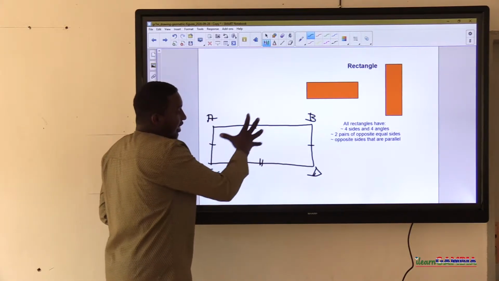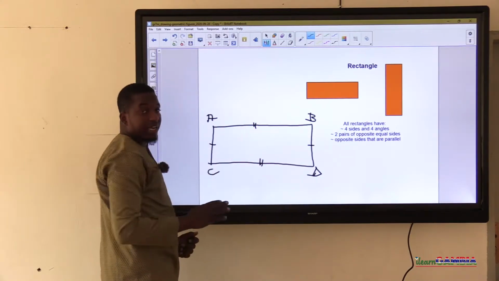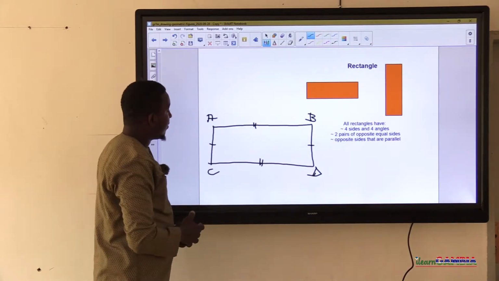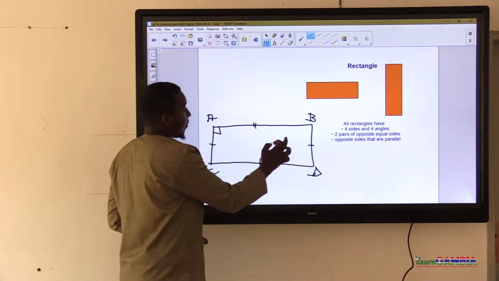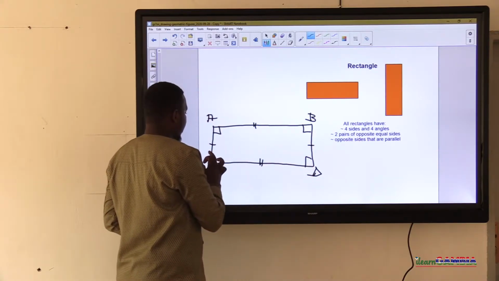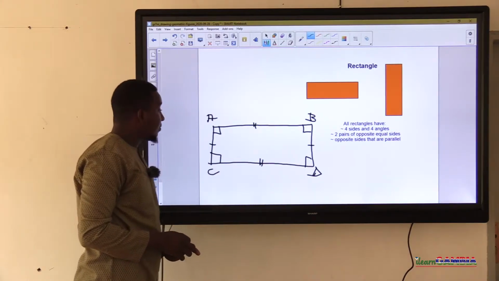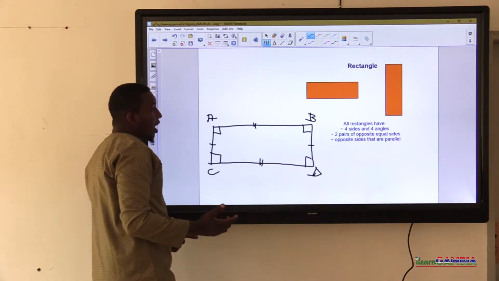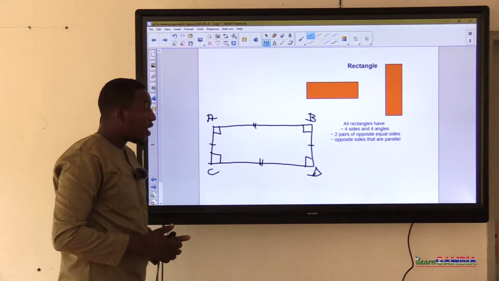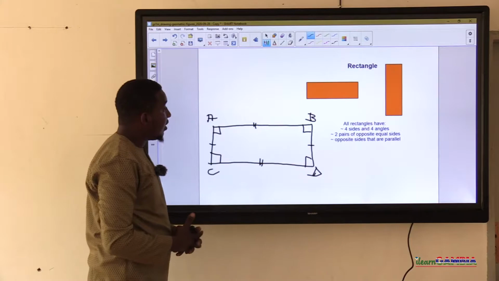How many sides are in this rectangle? We have 1, 2, 3, 4. There are 4 sides in the rectangle. And how many angles are there? We have angle A, angle B, angle C, angle D. So how many angles do we have? We have 1, 2, 3, 4. We have 4 angles in this rectangle.